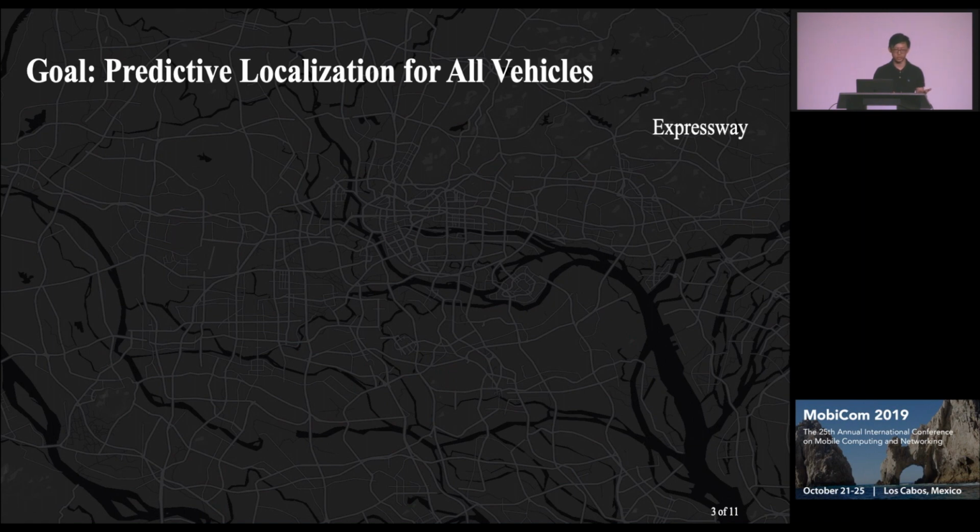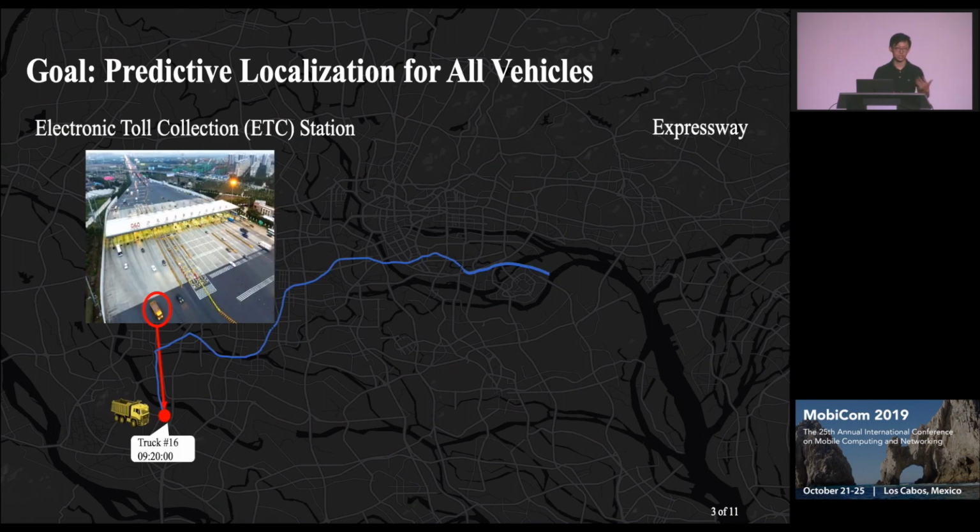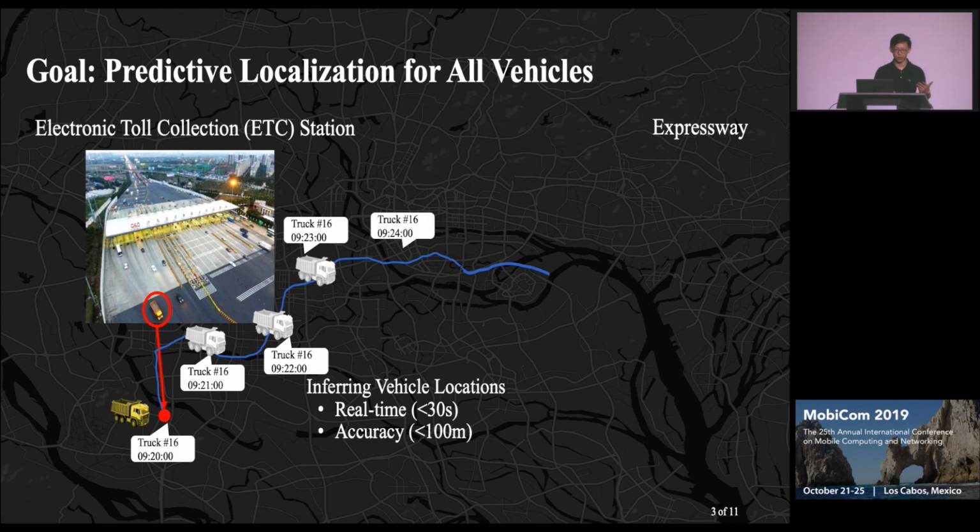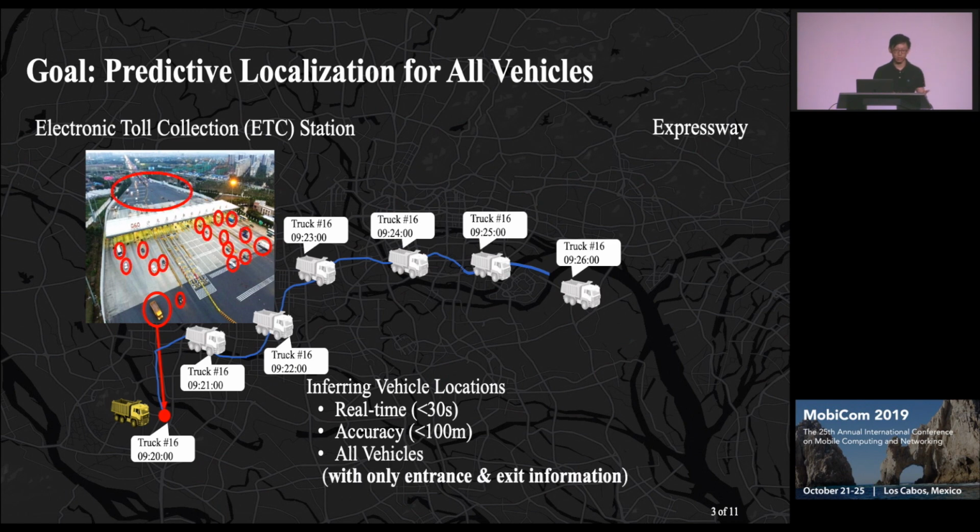For an expressway system, any vehicle that gets into the expressway needs to pass the toll collection stations. After this, our goal is to infer its real-time location at any given time before the vehicle leaves the expressway. Not only are we concerned about one vehicle, we are concerned about all the vehicles entering the expressway, to know their real-time locations.